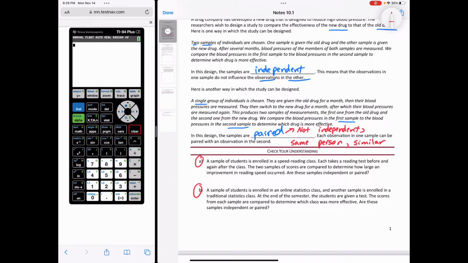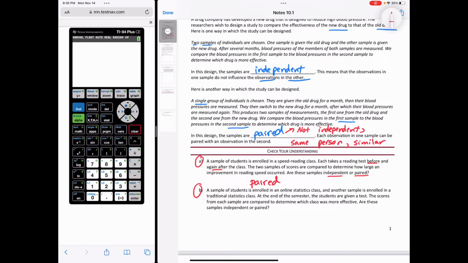For A, it says a sample of students is enrolled in a speed reading class. Each takes a reading test before and again after the class. The two samples of scores are compared to determine how large an improvement in reading speed occurred. Are these samples independent or paired? And clearly from that, you can tell that they're paired because they're comparing a person to themselves before and after the class.